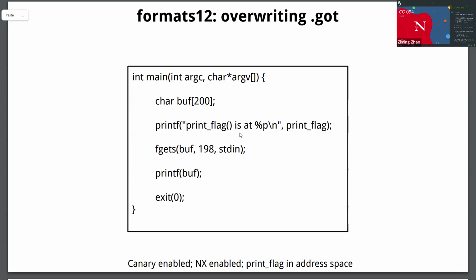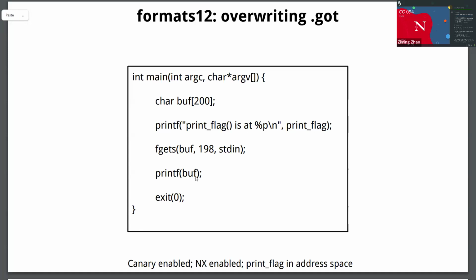The problem here is the main function. In the main function, there's a local buffer. There is a first printf to show you where print flag is. There is no vulnerability here. Then there is an fgets to take 198 bytes into the buffer. No vulnerability here. Then there is a printf using your input as the format string. That's where the vulnerability is.